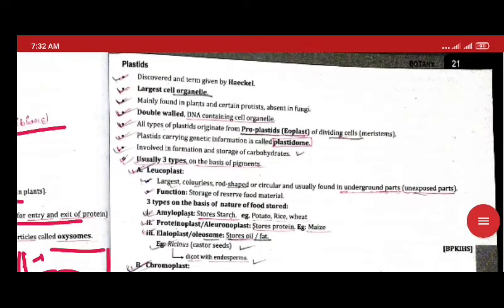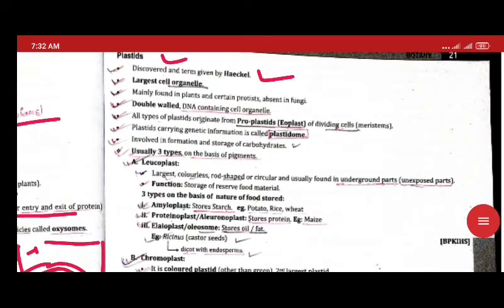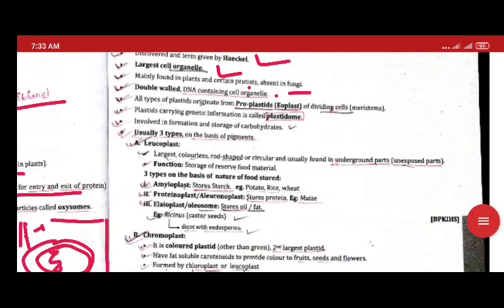So now we have the next, plastids. Plastid was discovered and named by Haeckel. It is the largest cell organelle in the plant, because it is not found in animals, mainly it is found in plants. And in certain protista too, like dinoflagellates and diatoms, that contain plastids. It is absent in fungi. It is a double-walled, DNA-containing cell organelle.